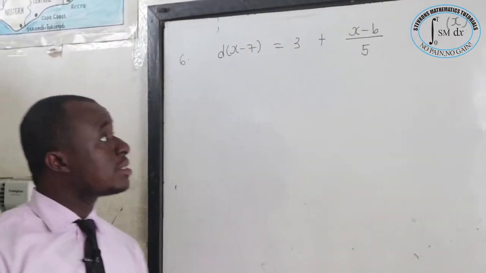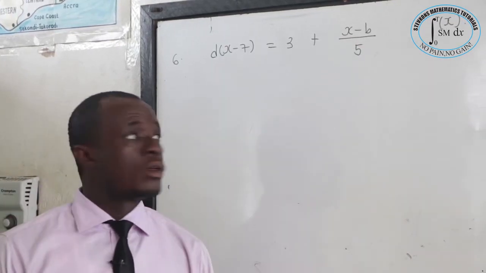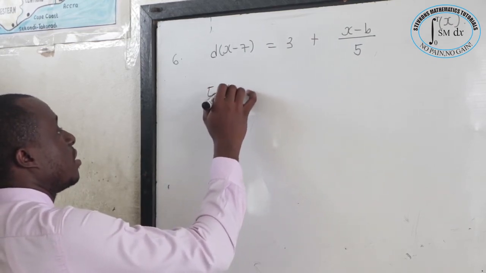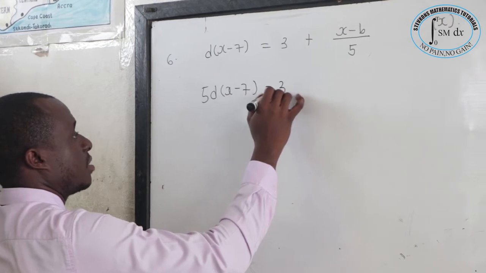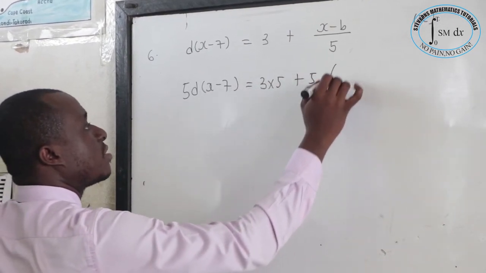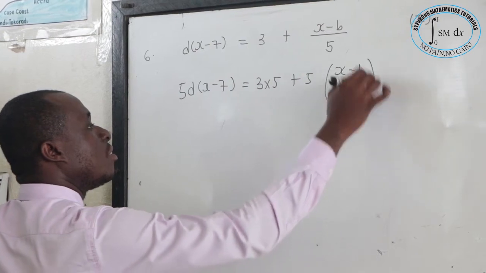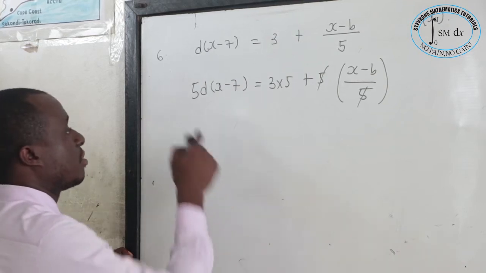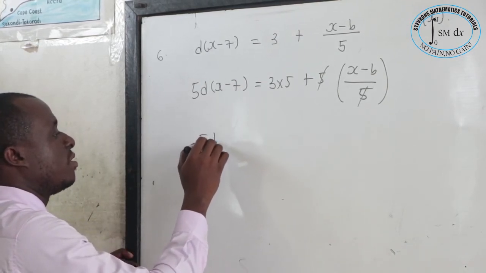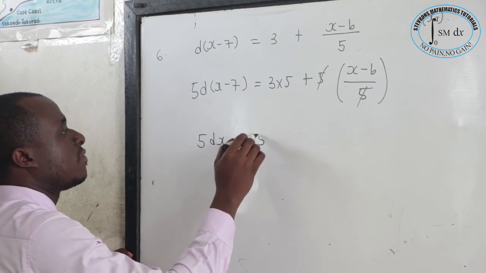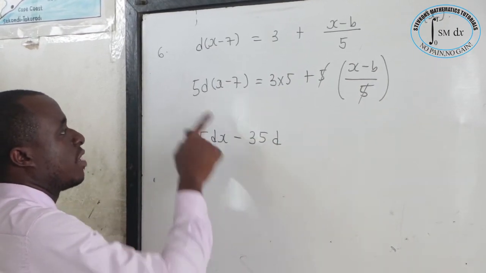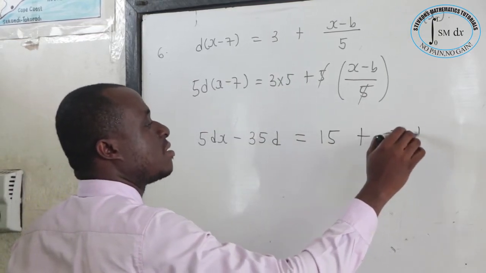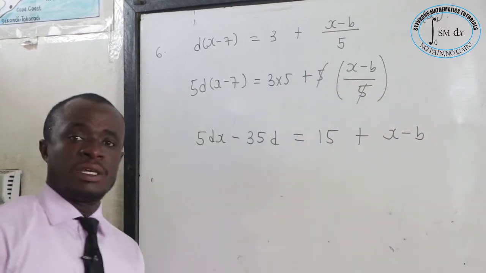In this case, we want to make x the subject. There's x here, there's also x over there. We have to multiply through the LCM, which is 5. So that is, we have 5 times dx minus 7, 3 times 5, plus 5 times x minus b all over 5. Now this 5 and that 5 will cancel out. So over here, what do you have? We have 5dx minus 35d. 5 times 7, that is 35, and then we add the d to it. Now 3 times 5, that is 15, plus x minus b, because we have 1 here, 1 multiplied by it is the same thing.